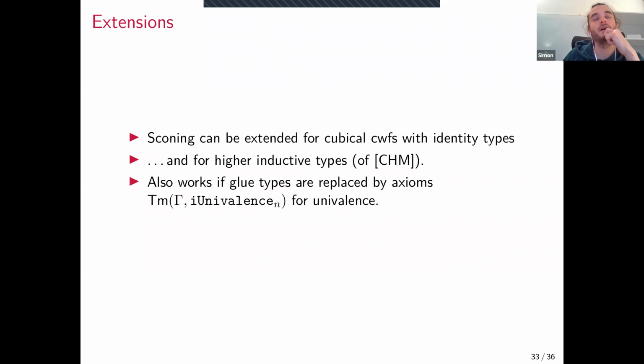Okay, so this argument can also be extended to identity types. If we start with the notion of cubical CWFs which has the structure of identity types, this works as well, with a similar idea using these indexed inductive types. And it also works for higher inductive types, or at least those higher inductive types we considered in this recent paper here.